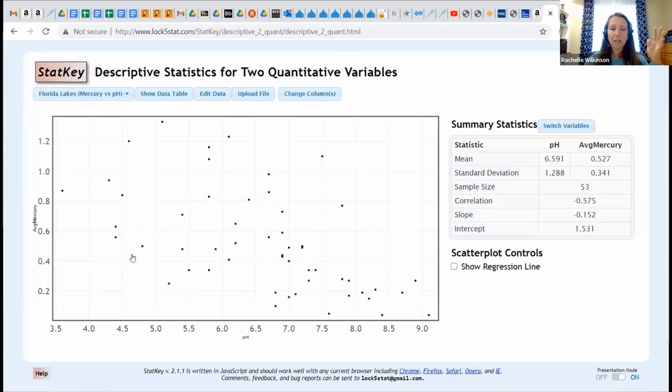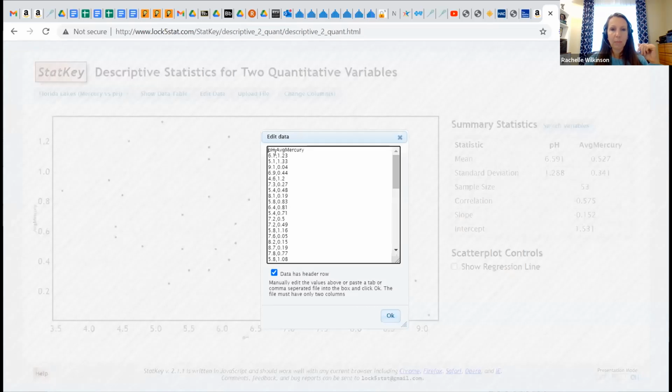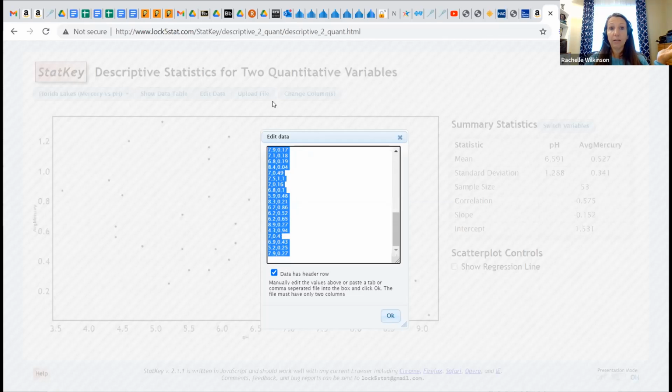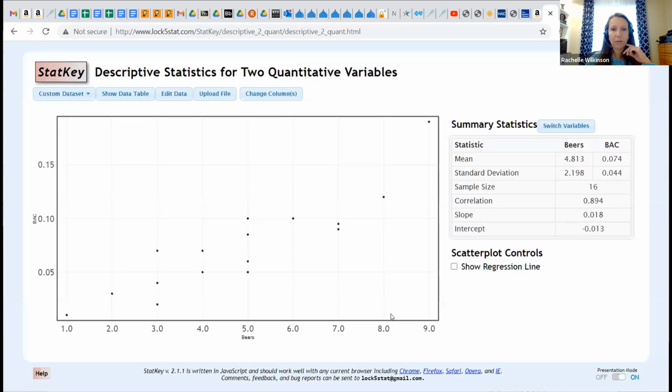This should look vaguely familiar because we did this back in chapter 2. I'm putting in my own data. I didn't have a prefab data set, so I'm going to click on edit data because I'm just copy pasting it. If they give you a data set, then obviously you can use that upload file to put your data in. I've pasted mine there and I'm going to click OK. And you can see I get a lovely scatter plot, just like the one that I had in my PowerPoint.